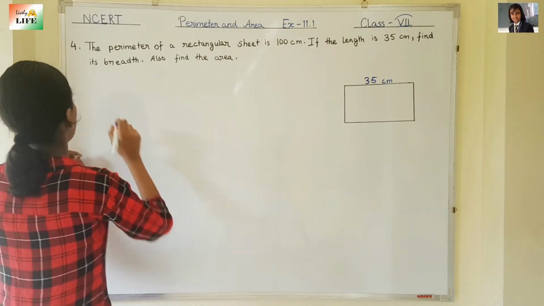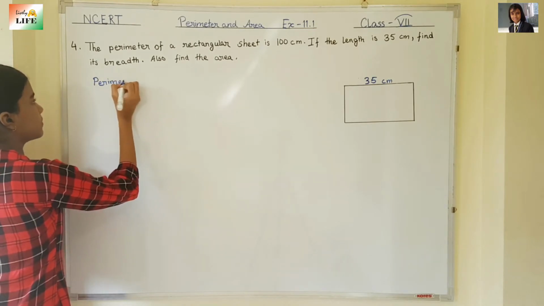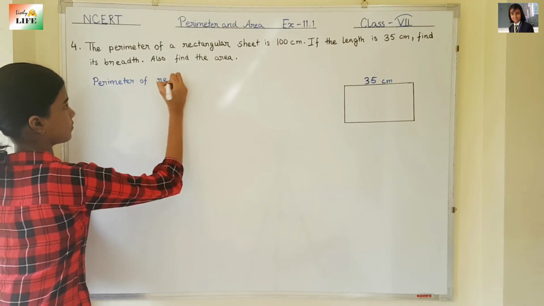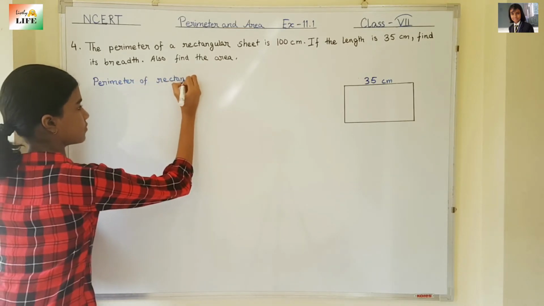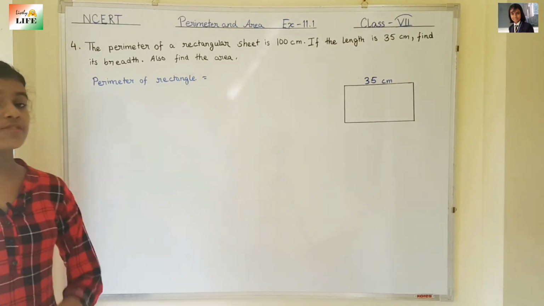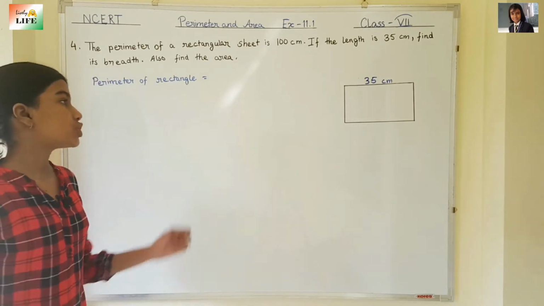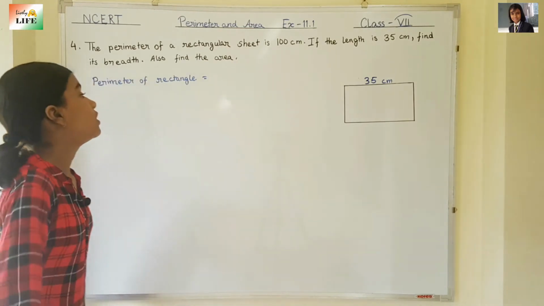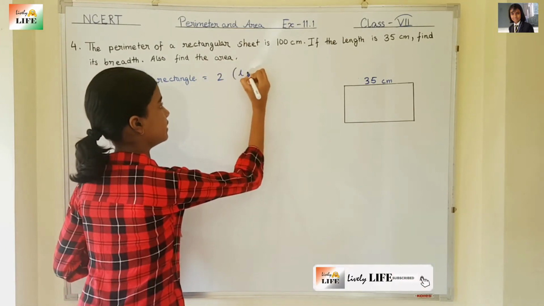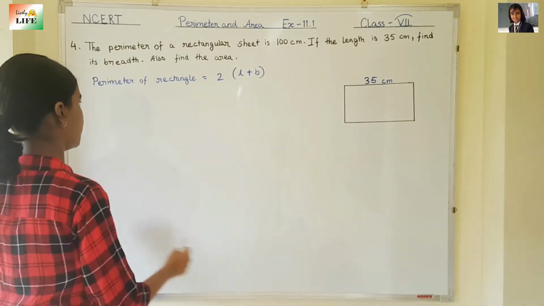So, perimeter of rectangle. What is the formula of perimeter of rectangle? It is 2 into L plus B, right? 2 into length plus breadth. We can write length as L and breadth as B. 2 into length plus breadth.